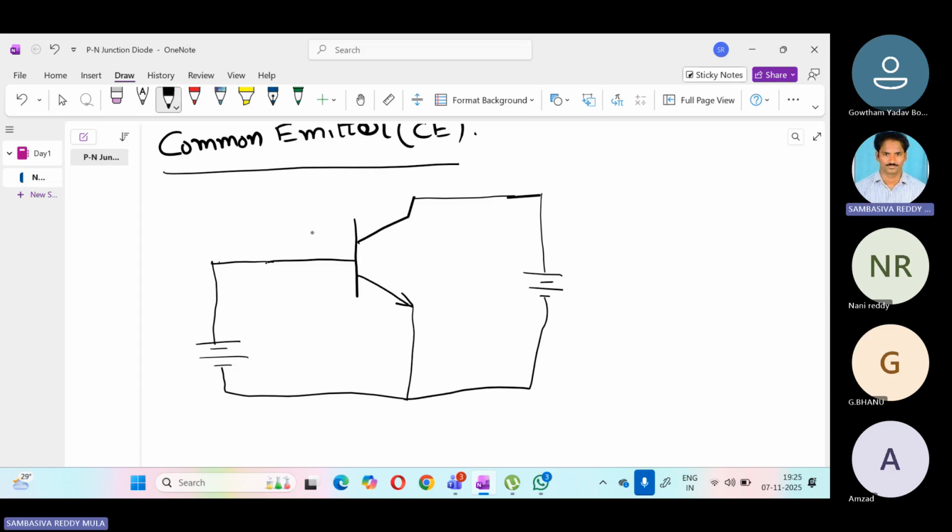Okay, see this one. Here the base is connected to the positive terminal of the battery and the emitter is connected to the negative terminal of the battery. Now see this one, as this is an NPN transistor, the emitter is N-type, connected to the negative terminal of the battery, and the base is P-type, connected to the positive terminal of the battery. So emitter to base is said to be forward biased.